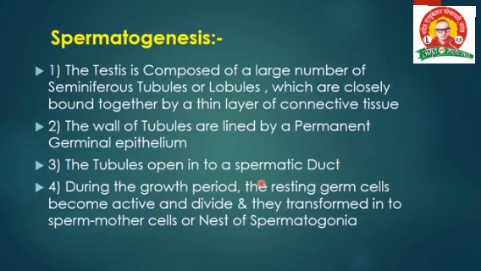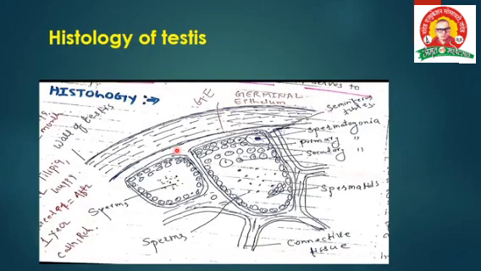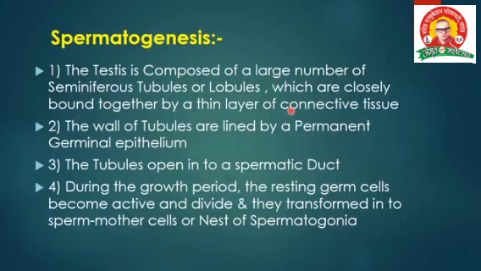That is the spermatogenesis. Already we have completed it in unit number 1, but let's revise. The testis is composed of a large number of seminiferous tubules or lobules, which are closely bound together by a thin layer called connective tissue. The wall of the tubules is lined by permanent germinal epithelium. Already I mentioned the germinal epithelium on the above side. Okay. Then the tubules open into the spermatic duct.